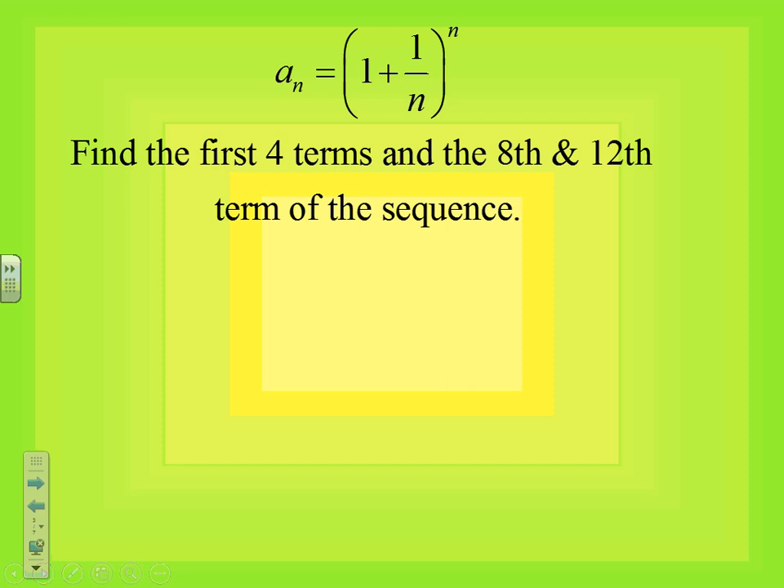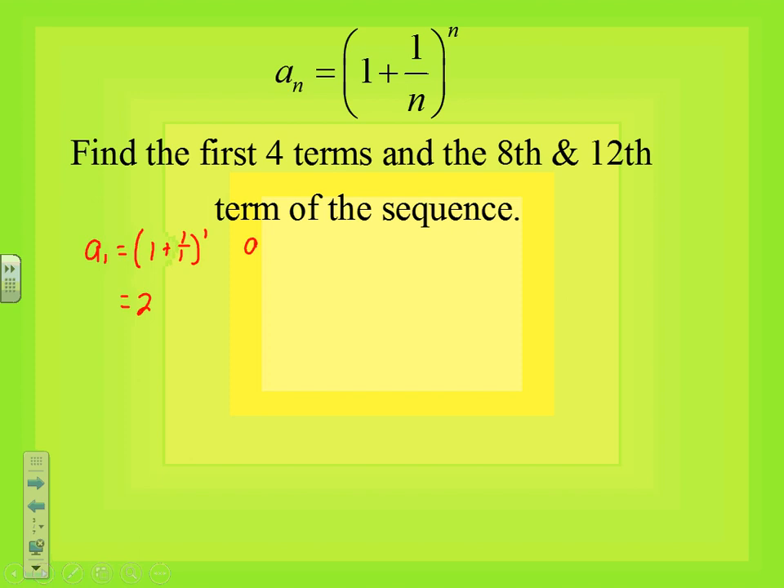So same concept, we're going to just start substituting 1, 2, 3, and 4 into the sequence or into the function, however you want to think of it. And so we'll say 1 plus 1 over 1 to the first power. Just substitute those numbers in there and see what you get. Well, 1 plus 1 over 1 is 2, and 2 to the first power is 2. So there's my first term.